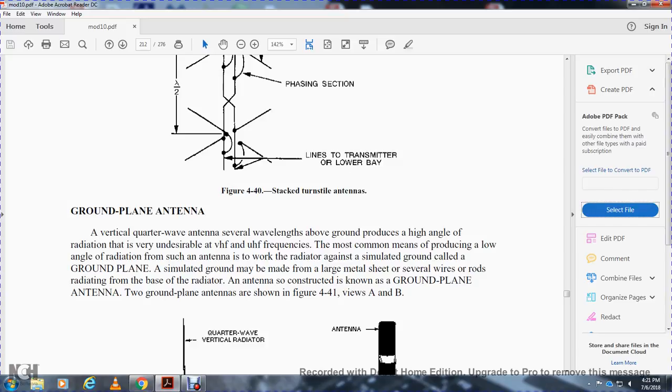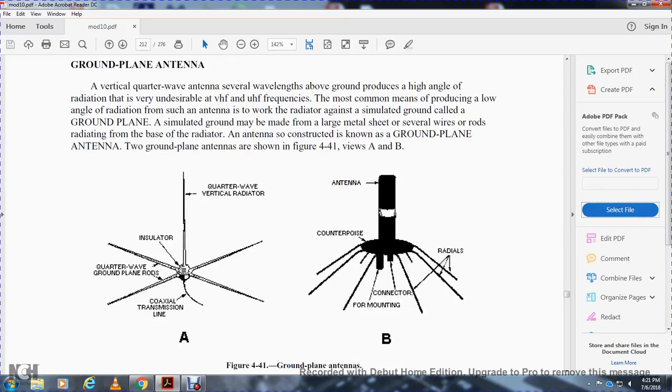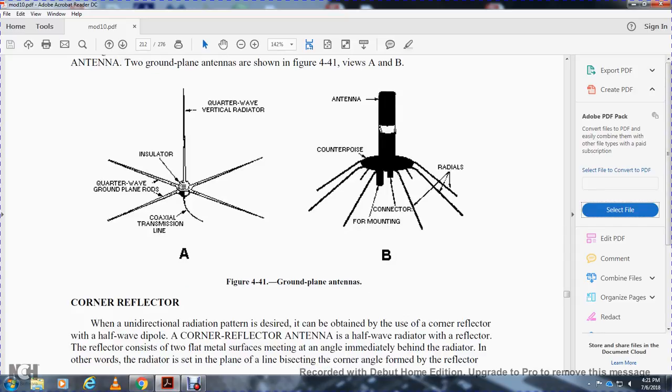The antenna so constructed is known as the ground plane antenna. Two ground plane antennas are shown in Figure 441, views A and B. Figure 441 shows the ground plane antenna: a quarter-wave vertical radiator, insulator, ground plane radial rods, a coaxial transmission line, and an antenna connector for mounting the radials.